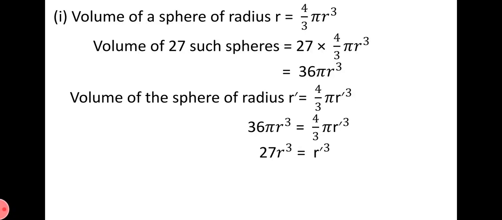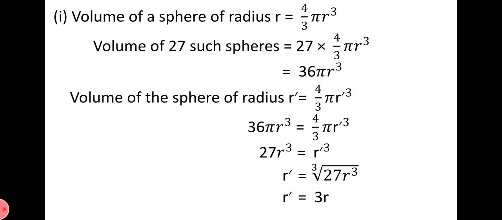So this is the value of r dash cube. Now to find out r dash, we write r dash equals cube root of 27 r cube. We know that 27 is the cube of 3 and r dash cube is the cube of r dash. So we get the value of r dash equal to 3 times the radius of the original solid iron sphere, that is, the radius of the new sphere is equal to 3 times the radius of the given solid iron sphere.